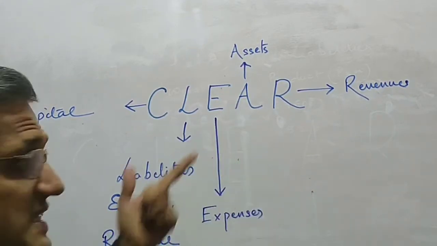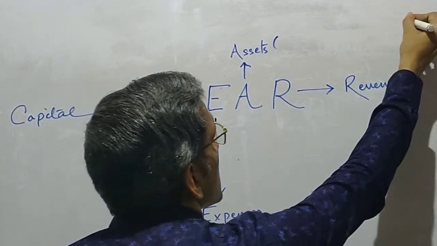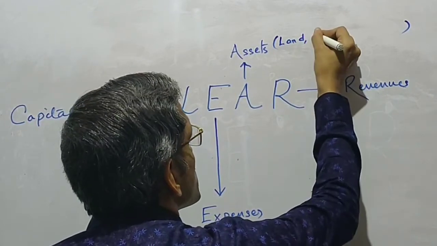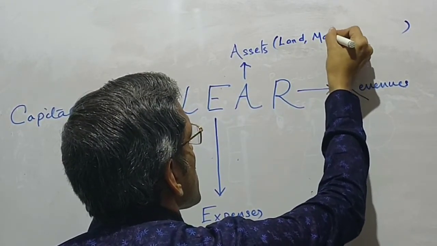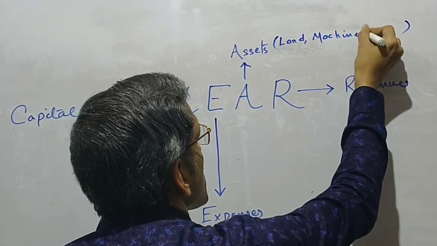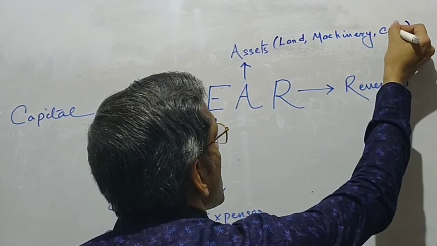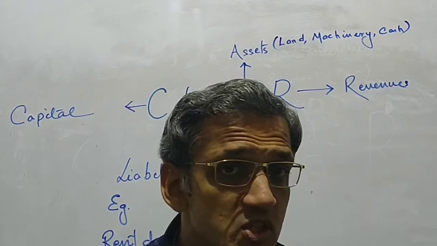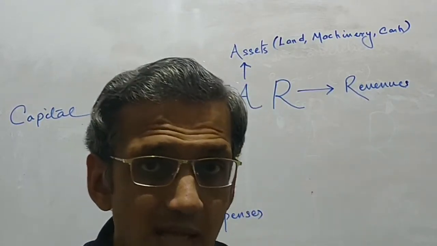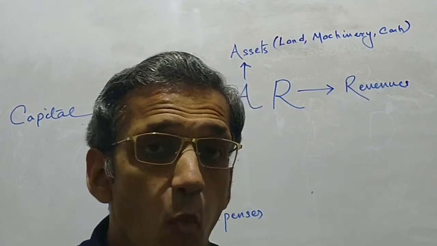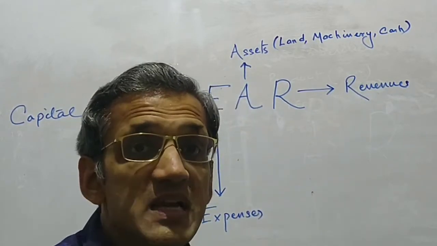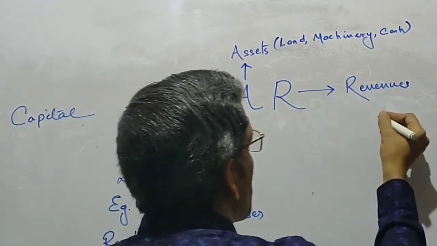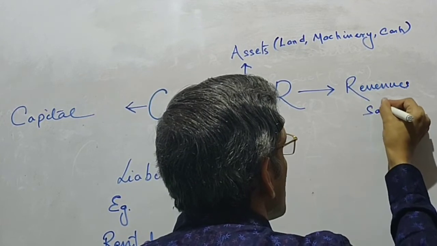Now coming to the assets, examples. Land, machinery, cash. These all are economic resources which help you to generate more cash, which helps you to run business and invite customers into your business and make sales and earn profits. R, revenues. The best example is sales.